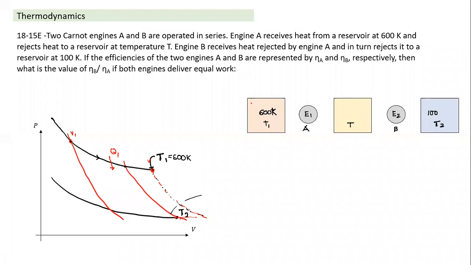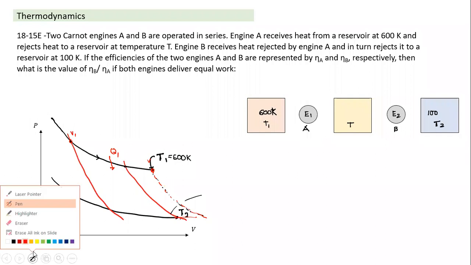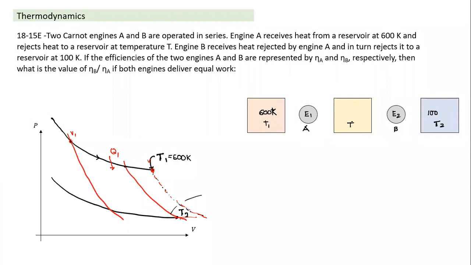Now coming back to two in series. Let's understand what two in series means. This is the source and this is the sink. In between, we are introducing one more intermediate heat source and sink. It is equivalent to drawing one more isotherm. So this T1 here corresponds to 600, and this is T here. When I draw the T here, just understand what happens.